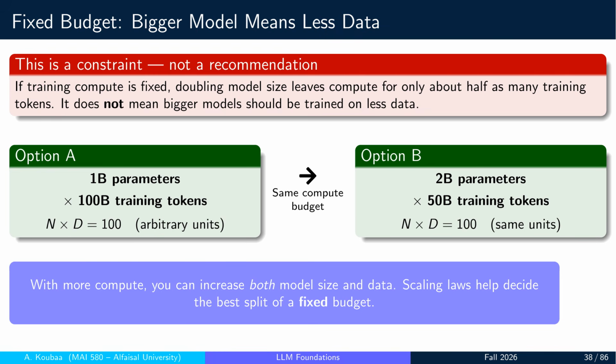They are not the same model. One is larger and less well-trained. The other is smaller and better trained. The scaling law exists to tell you which of those two is the better use of an identical budget. And note that with more compute, you aren't forced to choose at all. You raise both. The law decides the split, not the size.